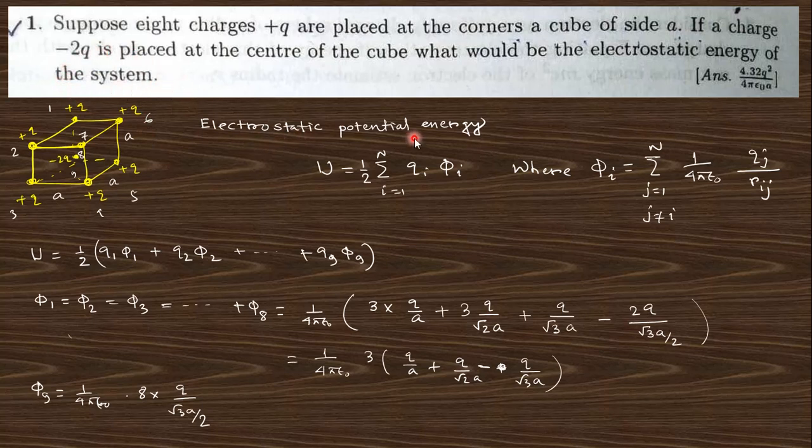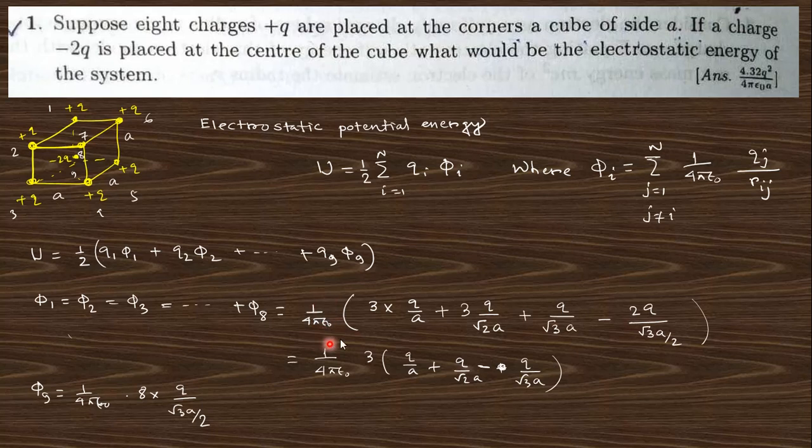You know the electrostatic potential energy of any system of discrete charges is half the sum over i equals 1 to n of q_i phi_i, where phi is the potential and q is the charge. Here the total is 9 charges, 8 corner charges q and the center charge minus 2q, so n runs from 1 to 9. If we expand this, you can see these 8 charges are symmetric, only the center is unsymmetric, so the potential at these 8 points will be the same.